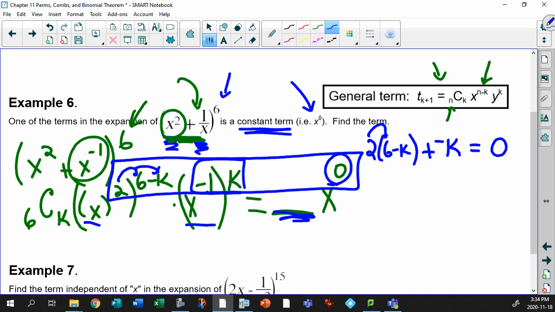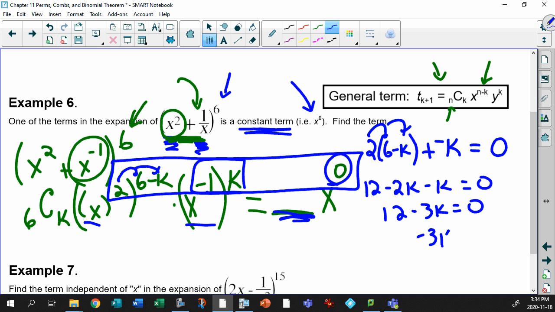So distribute. This is going to be 12 minus 2k minus k equals 0. Combine like terms. This is 12 minus 3k equals 0. Bring the 12 over to the other side. Oh my God, you look at this. K works out to be 4.